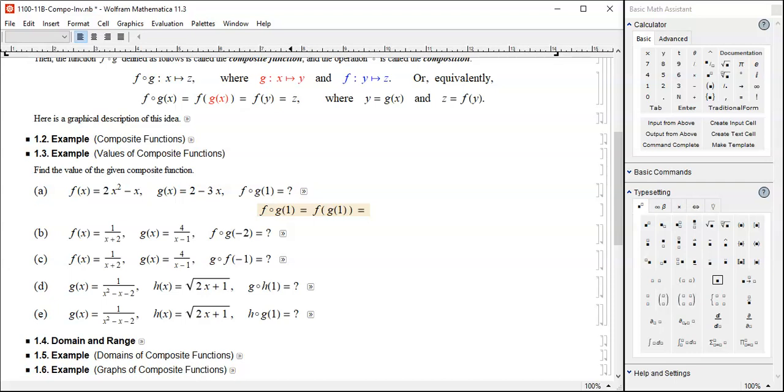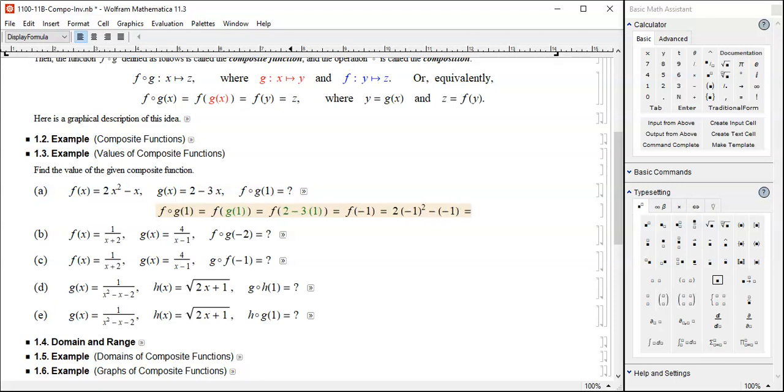So what is g of 1? Because you see, inside first. This time I use red, blue, so okay, green. G is 2 minus 3x, so this is 2 minus 3 of 1. So that is f of minus 1. Okay, what is f of minus 1? I can plug it in here. So that is 2 minus 1 squared minus of minus 1. That is, what is it? 2 plus 1, that's 3.